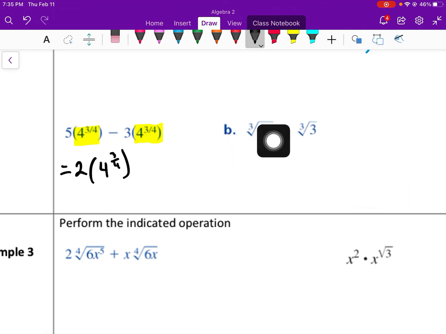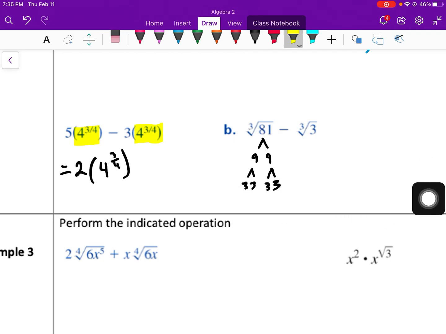Next, our index needs to be the same, our bases need to be the same, and our exponents need to be the same. But in this case, our bases are not the same. We have 81 and 3. So let's factor this to see if we can pull out any factors. So we have 9 times 9, and then we have 3 times 3 times 3 times 3. Because it's cubic, we need 3 factors of 3. So I see 1, 2, 3.